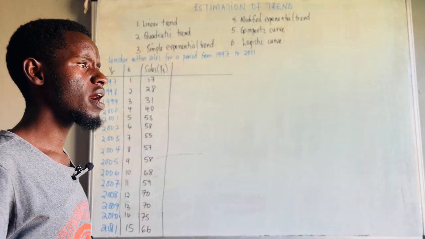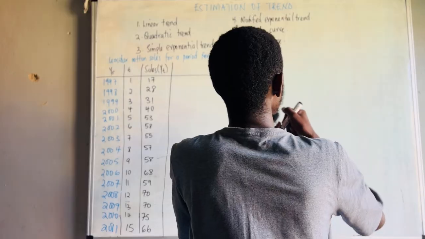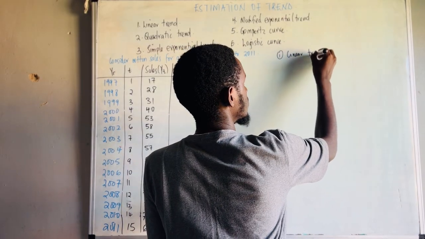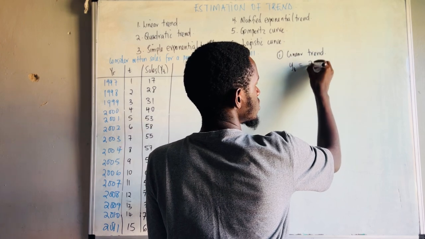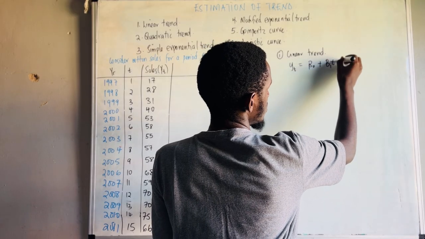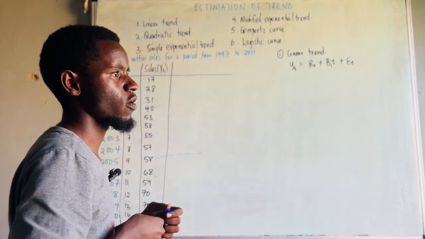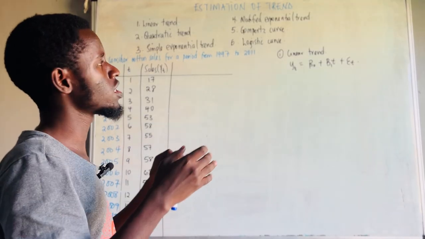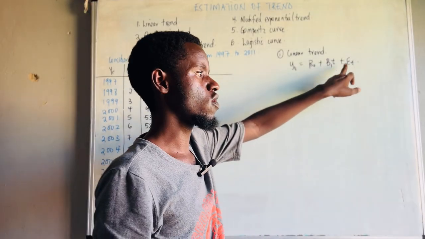Yes. Members, remember, a linear trend is of a form: we said our Y_t equals beta naught, which is our constant, plus beta 1 times t plus the error term. Yes, that's our equation. Remember, a linear trend is used to show a relationship between a dependent variable and an independent variable. Here, our dependent variable is Y_t.